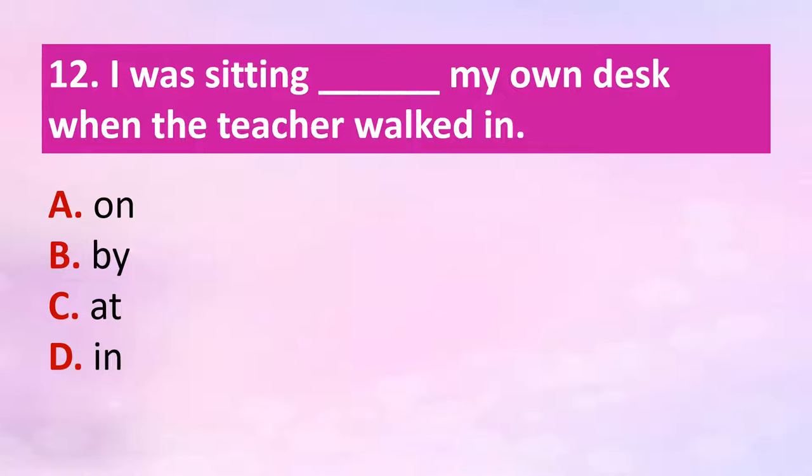Question number 12. I was sitting dash my own desk when the teacher walked in. Option A, on. Option B, by. Option C, at. Option D, in. The correct answer is option C, at. I was sitting at my own desk when the teacher walked in.